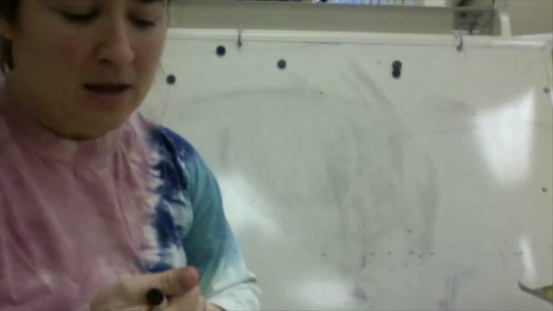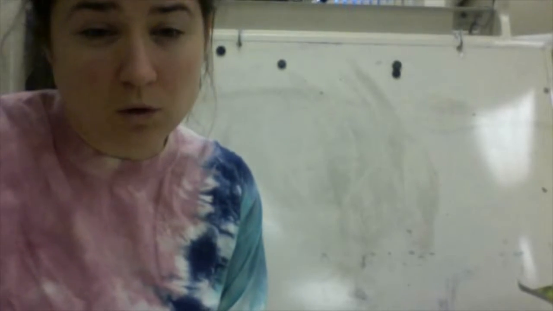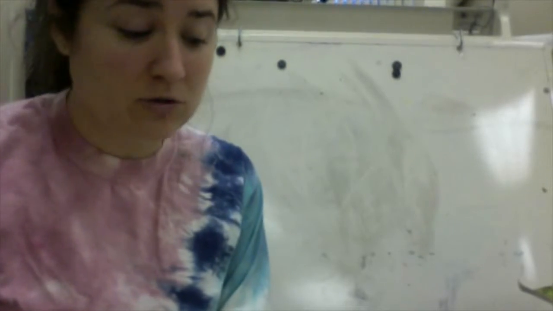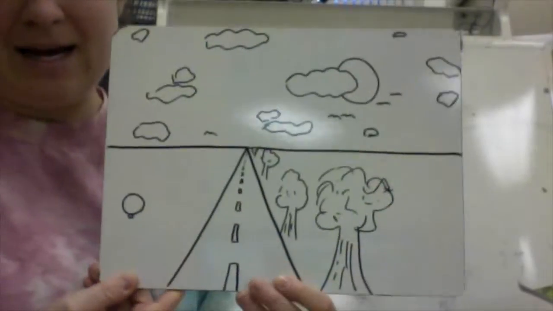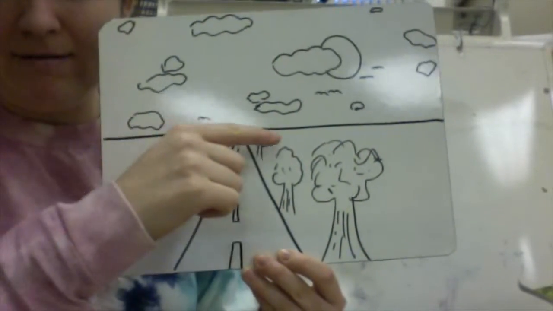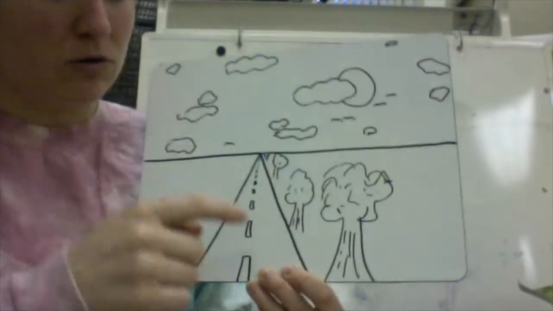So I'm going to be drawing on this whiteboard right here, and I'm going to start with a horizon line. So we've done some horizon line practice before, so hopefully you remember what a horizon line is. If not, I'll remind you, a horizon line is the line that separates the ground and the sky. So see my horizon line right here? I just did a straight line. Above the line is the sky. Below the line is the ground. It's the farthest thing that my eye can see.